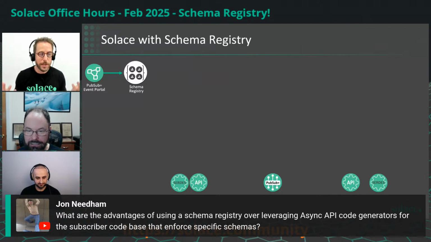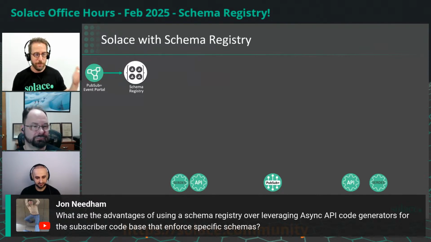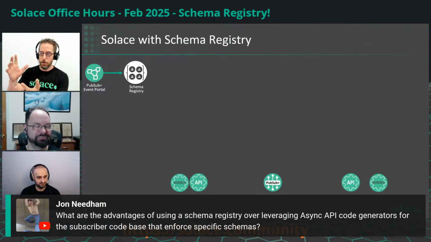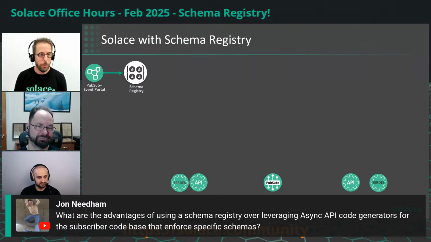Yeah, and both together, right? There's no reason they can't both work quite happily. You can have Event Portal generate AsyncAPI code, boom, there you go. Event Portal into your Schema Registry for validation of the messages and the schemas going through it. So they'll both work together quite well. Yep. All right, thanks. Good question, John.